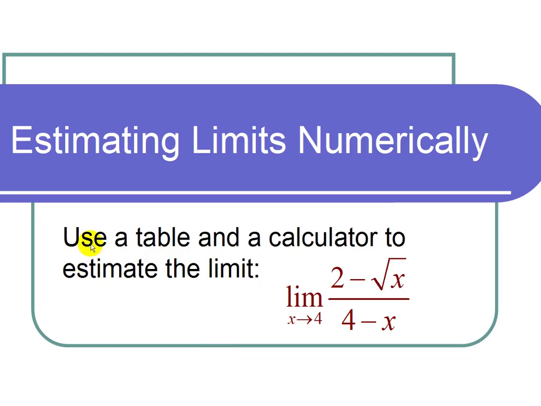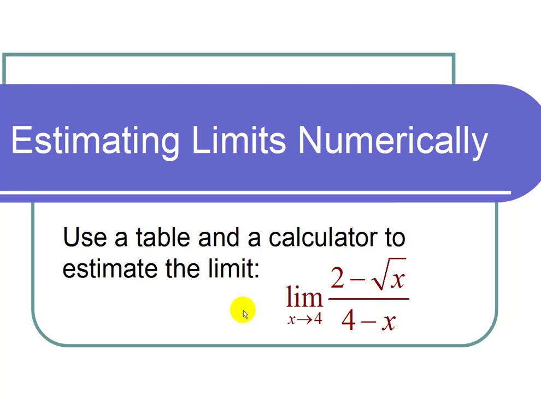This is a video on using tables to approximate limits. The question states, use a table and a calculator to estimate the limit. The limit is x approaches 4 of 2 minus the square root of x divided by 4 minus x.